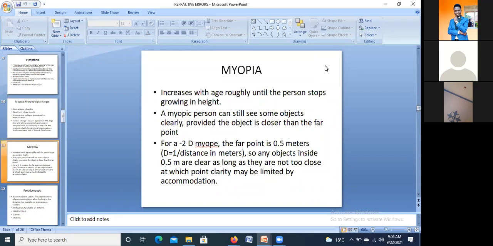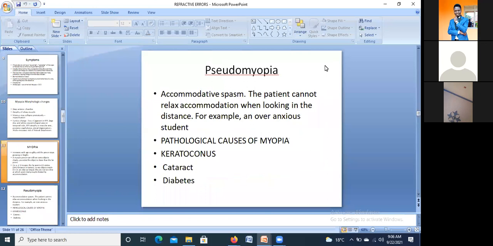A myopic person can still see some objects clearly so long as they are near. We can also have pseudomyopia, which is due to accommodation spasm. When you over accommodate and the ciliary muscle goes into spasm, it is not true myopia, but just spasm. You can only see near objects because you are accommodating with strong contraction of the ciliary muscle.